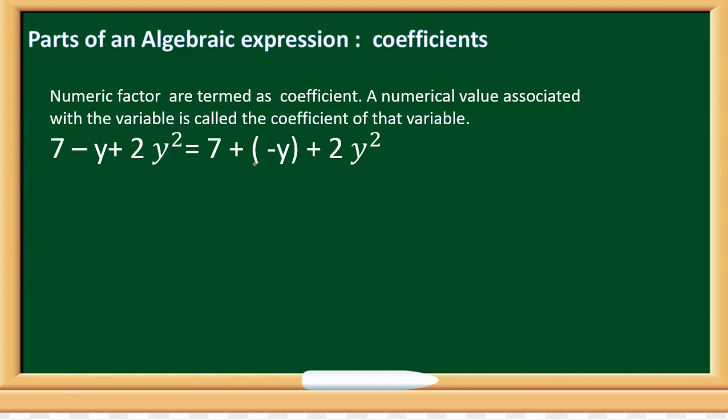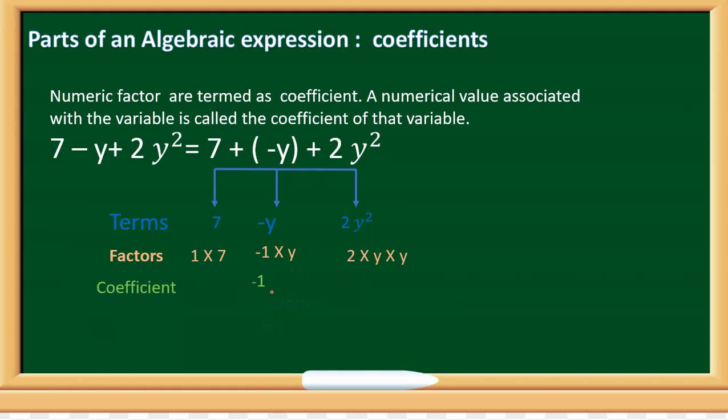As we know that terms are added to form an expression, so this y, it is inside the bracket, we can write as minus y. Here in this expression there are 3 terms: 7, minus y, 2y square. Also the factors of this 7 is 1 into 7, as we know. Minus y, the factor of minus y is minus 1 into y, and the factor of 2y square is 2 into y into y.